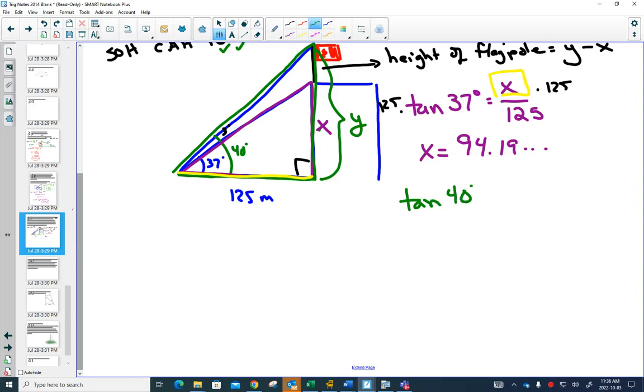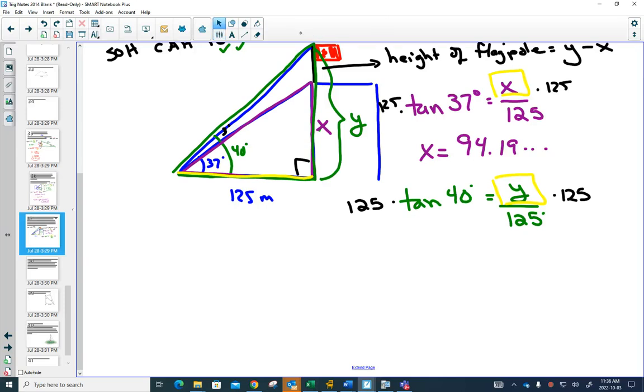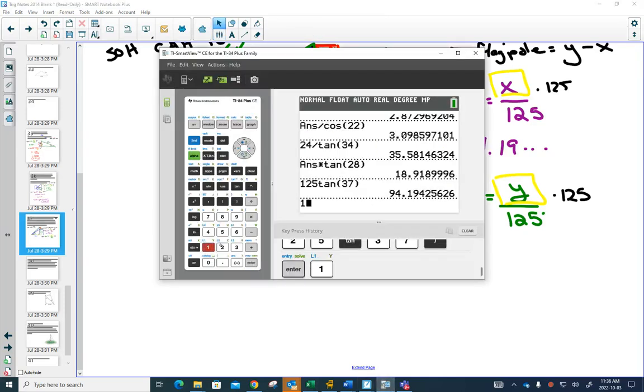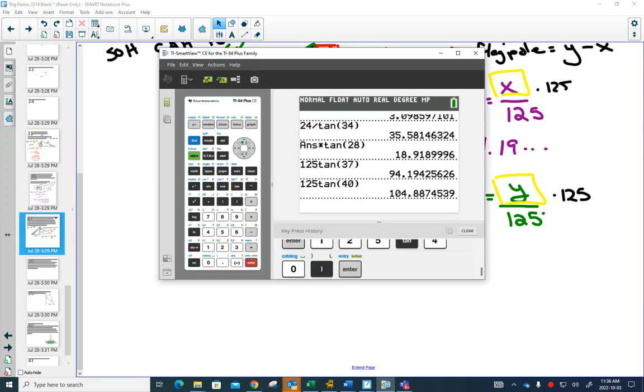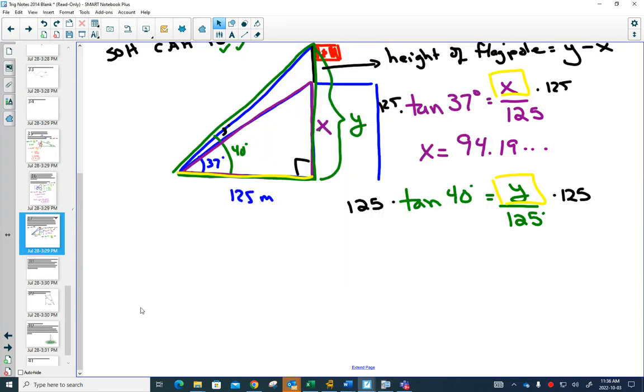This time the angle is 40 degrees. Opposite is y. Adjacent's 125. I want to figure out what y is. So I multiply both sides by 125. And 125 tan of 40 gives me 104.89.